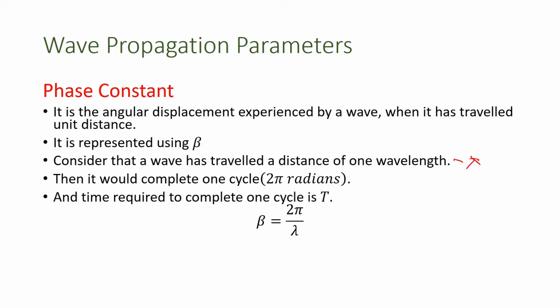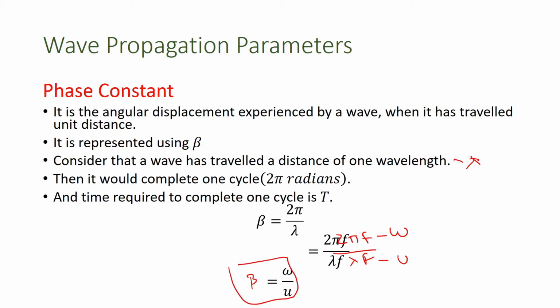If I multiply both numerator and denominator with frequency f, I can rewrite this expression beta to be equals to 2 pi f by lambda f, where 2 pi f can be written as omega as we have seen just now, and lambda f is the wave propagation velocity u. Therefore, beta can also be written as omega by u, that is angular frequency by wave propagation velocity. This is also very common result which we will be using.